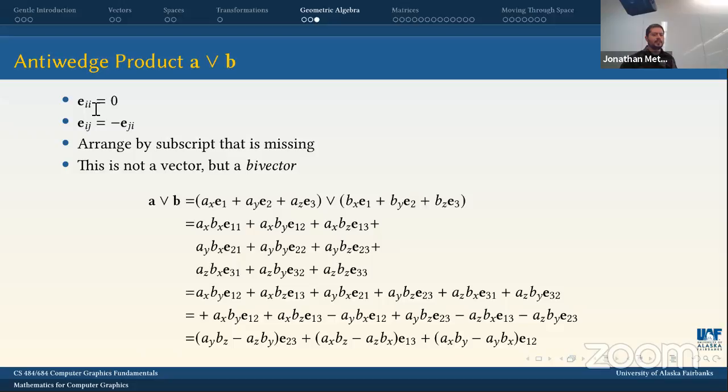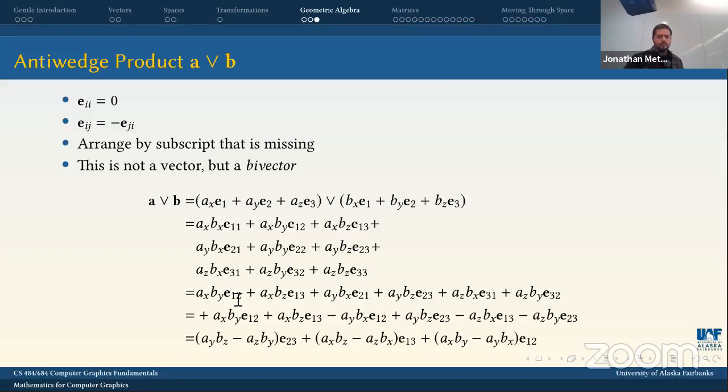So we'll say that EII equals 0. We'll just make those terms go away. And we'll say that if we needed to switch the order of an IJ to JI, then we just flip the sign, okay? And if we do the exact same math, all this is the same as the previous slide, but now we're going to combine terms. So we'll group them up. We'll have AXBY times E12, because we're getting rid of the E11 term, the E22 term, and the E33 term.